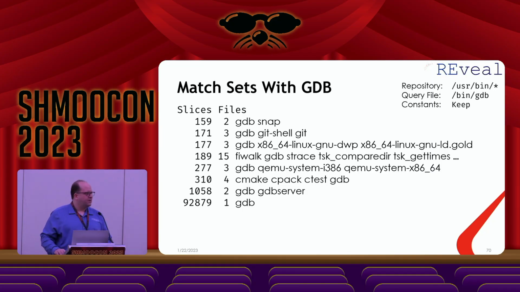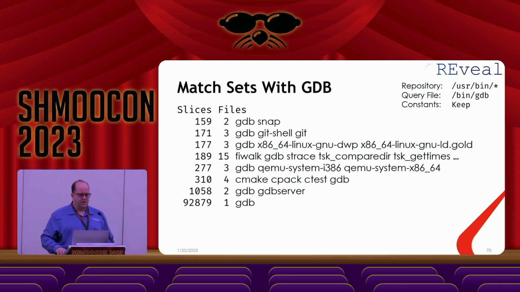Now, I'm going to start off with some simple binaries. This is the same 900 binary repository. And these are matches with GDB. So you can see I had 92,000 that only matched GDB and no other files. But 1,058 slices matched GDB and GDB server and no other files in the database.